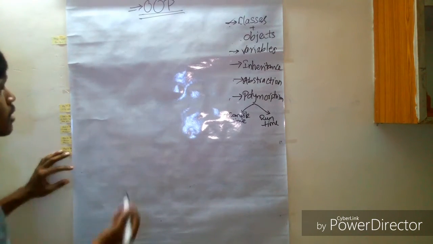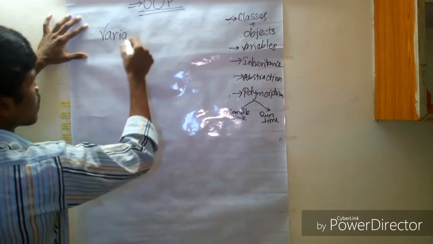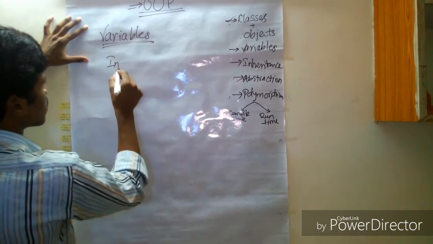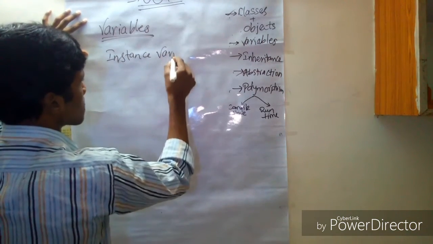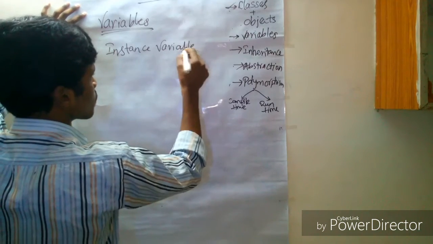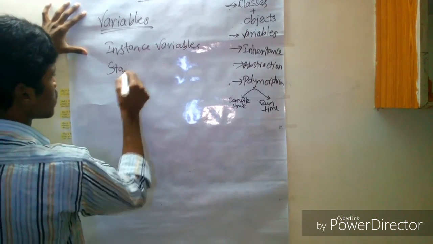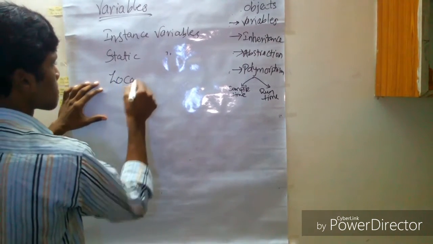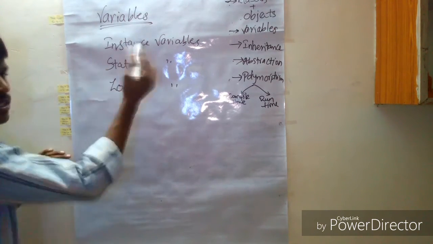Yeah guys, coming to different types of variables, there are instance variables, class static variables, and local variables. Let us right now see what an instance variable is.